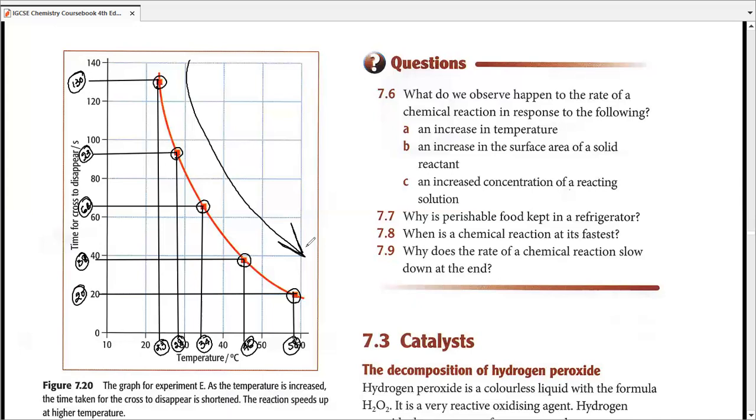So as soon as you keep increasing the temperature, the lesser amount of time you require for the reaction to complete, in this case, for the cross line to disappear. Do you get the point?